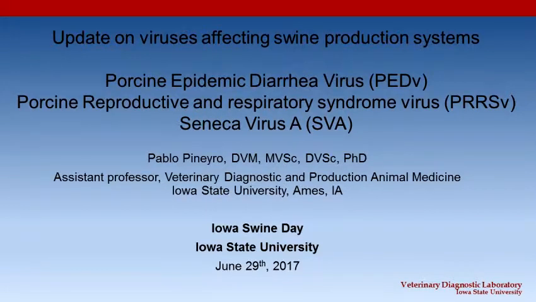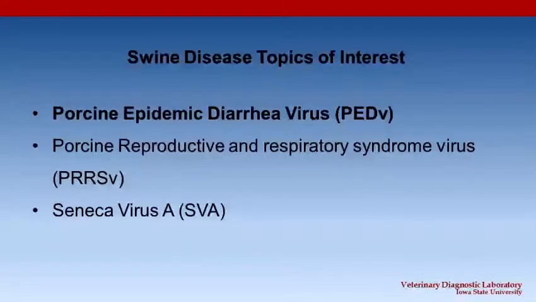I work in the Veterinary Diagnostic Lab here in Iowa, as most of you probably know. We are one of the busiest diagnostic labs associated with food animals in the United States. We handle about 75,000 cases a year, and about 80% of them are pigs. So we get to see quite a bit of disease in our daily work. Today I'm going to touch base on some of the things that we currently see in these three diseases: PEDV, PRRS, and Seneca virus.